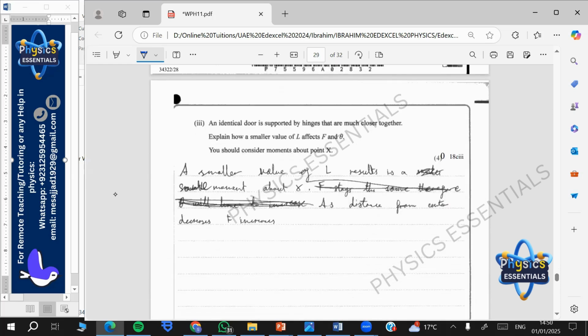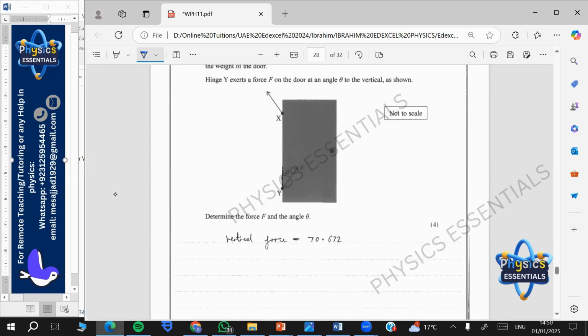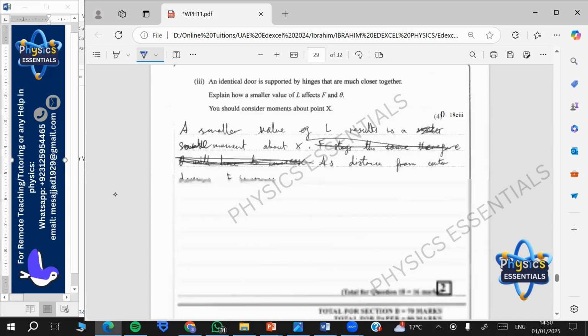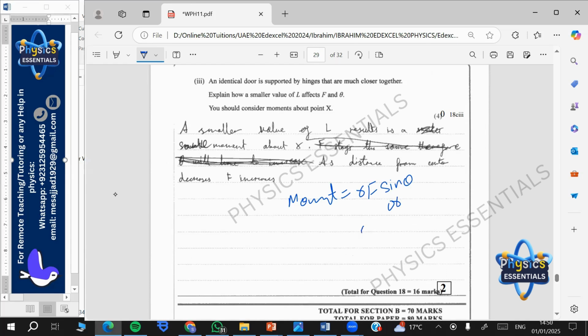And finally, an identical door is supported by hinges that are much closer together. Explain how smaller values of L affect F and theta. You should consider moments about X. So again, you need to consider X. For answering this question, usually you have moment equal to RF sin theta or RF cos theta. And you need to check for X whether RF sin theta works or RF cos theta works.